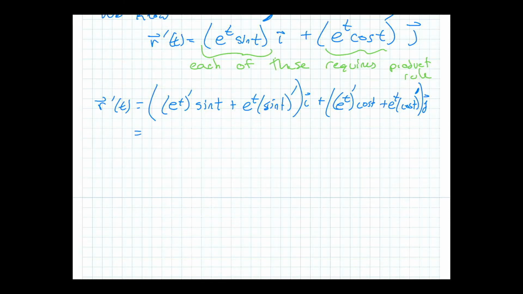So you have to do a product rule there twice, and then you actually have to take those derivatives. So what do we get? The derivative of e to the t is e to the t. So you get e to the t sine t plus e to the t, the derivative of sine t is cosine t, i. And then here, same sort of thing. The derivative of e to the t is e to the t, so you have e to the t cosine t plus e to the t times the derivative of cosine, which is negative sine. So I'm going to change that sign.